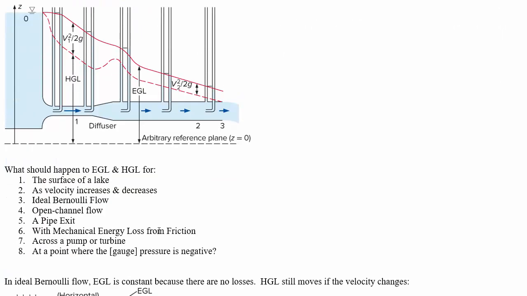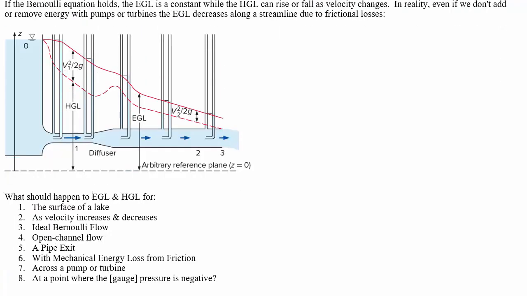Then there's some thought experiments here. So what do you think should happen to EGL and HGL, energy grade line and hydraulic grade line, for the surface of a lake, etc.? Now, energy grade line is going to be constant whenever the total mechanical energy is staying the same. It's going to increase or decrease if you have gains in mechanical energy or losses. HGL is going to be going up or down in addition to that, depending on what's happening with velocity.